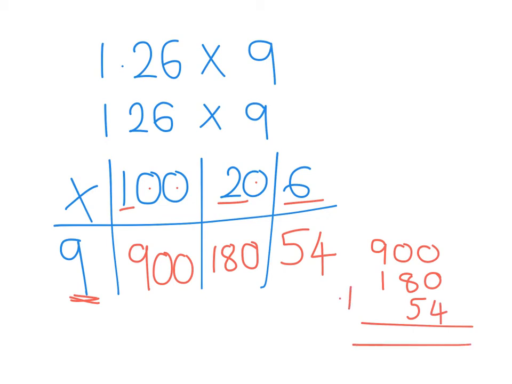Same method, column addition, start on the right hand side, 0 plus 4 is just 4. 8 plus 5 is 13, so I need to carry that. And then 9 plus 1 is 10, plus the other one is 11. So that's 1,134. Now remember, that is the answer to the question where I just took out the decimal.